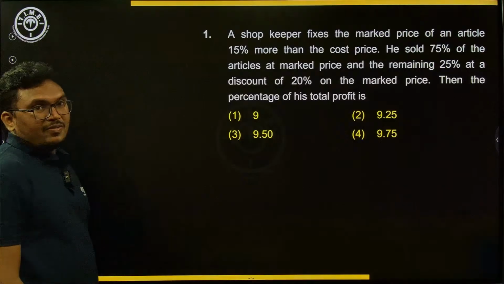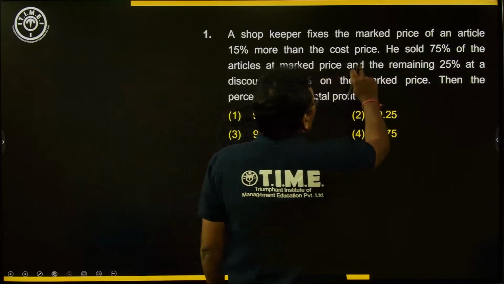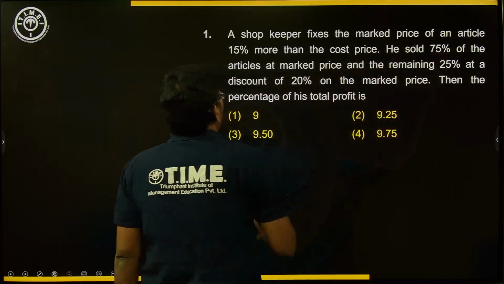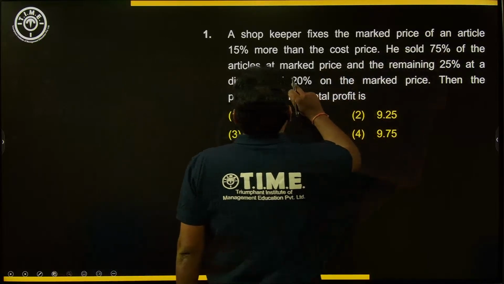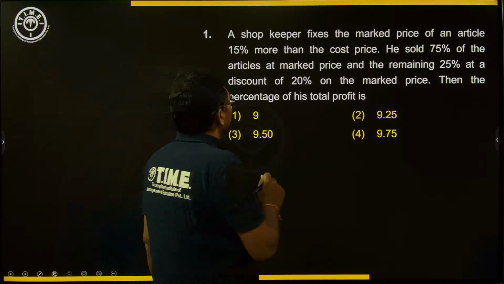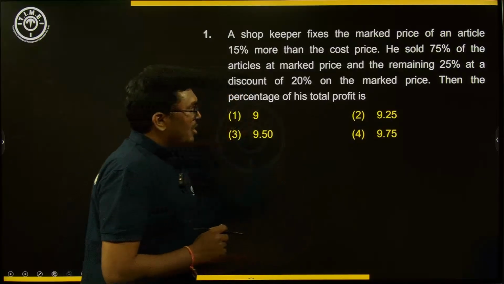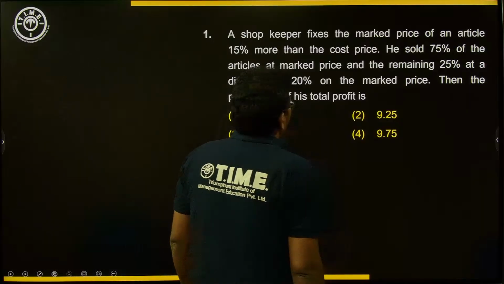Let us see the first question. A shopkeeper fixes the market price of an article 15% more than the cost price. He sold 75% of the articles at market price and the remaining 25% at a discount of 20% on the market price. Then the percentage of his total profit is.